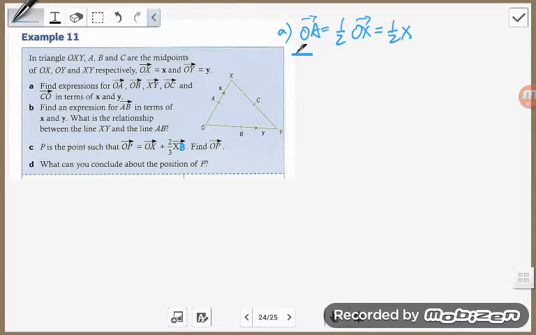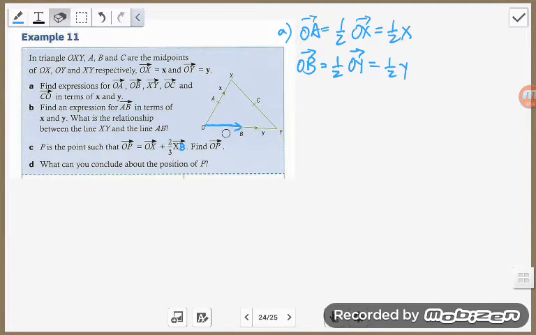Now, the next one is vector OB. Vector OB is here, and that is, again, half of vector OY. So vector OY is equal to Y, so this is just half Y. So far, I think we should be good.